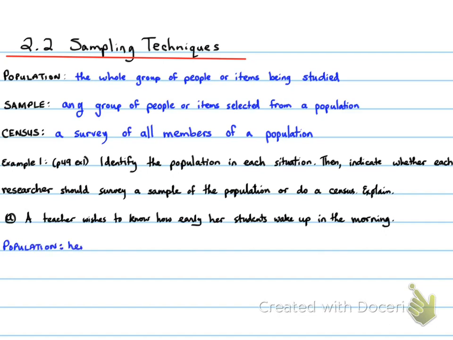Why do we survey the entire population? Well, it's her students, okay? We're going to do a census of the entire population, which is her students. We're going to ask the entire population because, to be honest, there probably aren't that many students, and she could collect the data pretty quickly and pretty accurately.